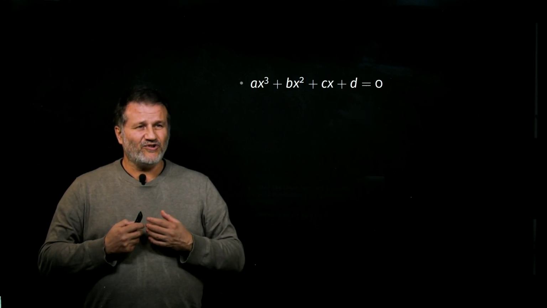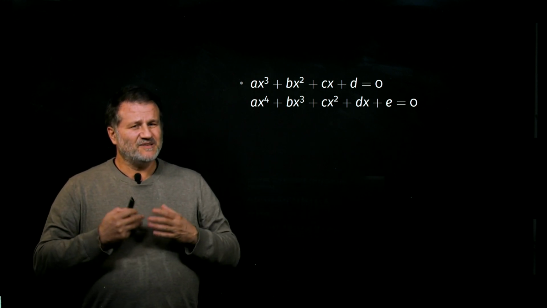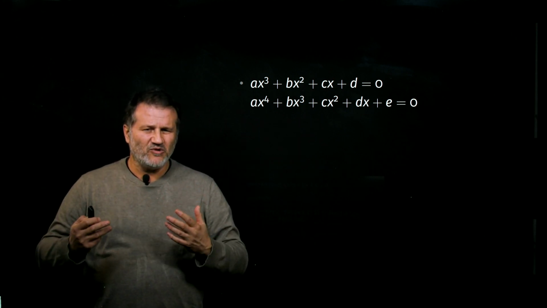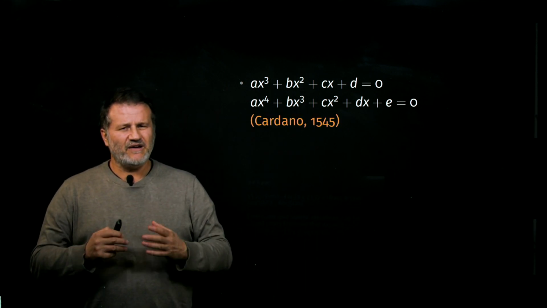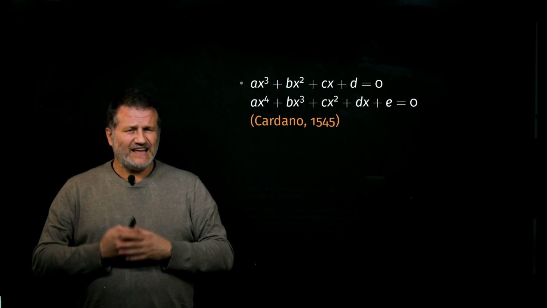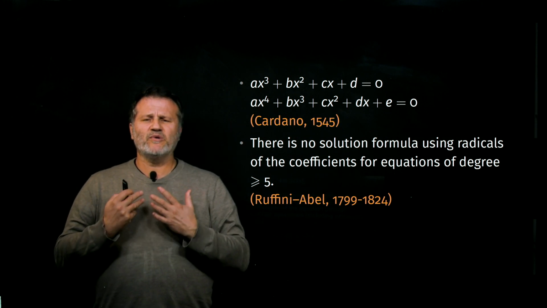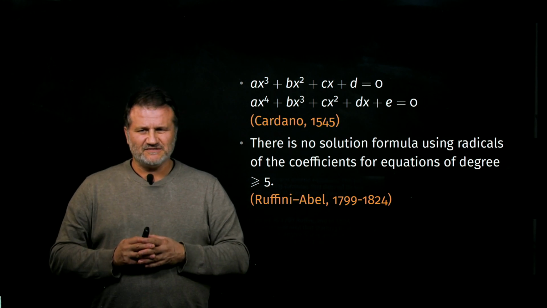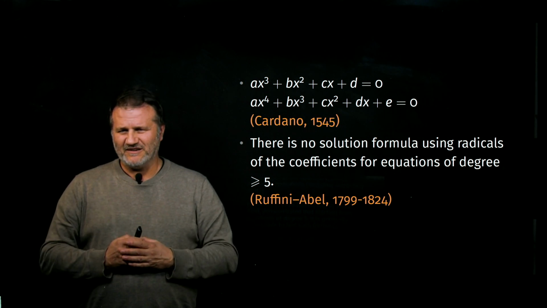Also, for cubic equations and for quartic equations, we have a formula that depends on the coefficients of the equations through algebraic operations, including extracting roots. However, in the early 19th century, Ruffini and Abel demonstrated that starting from equations of degree 5, it is generally impossible to find such formulas. This situation commonly arises with non-polynomial equations.